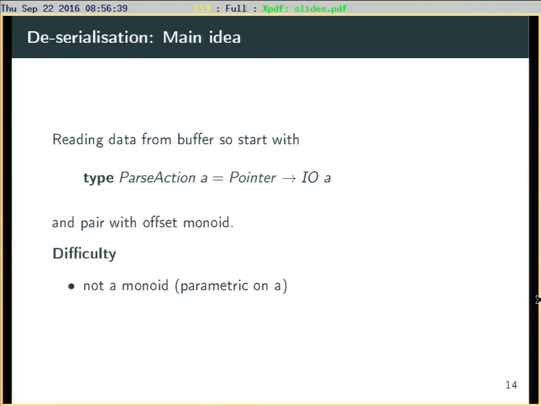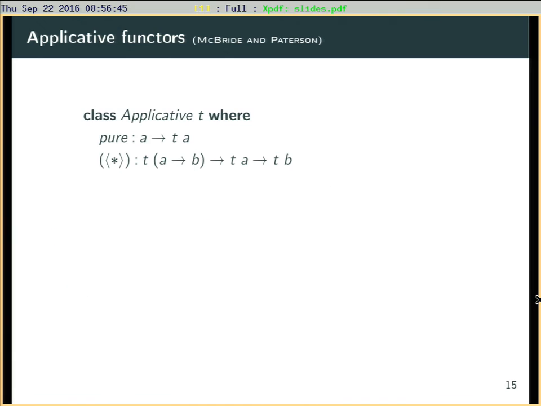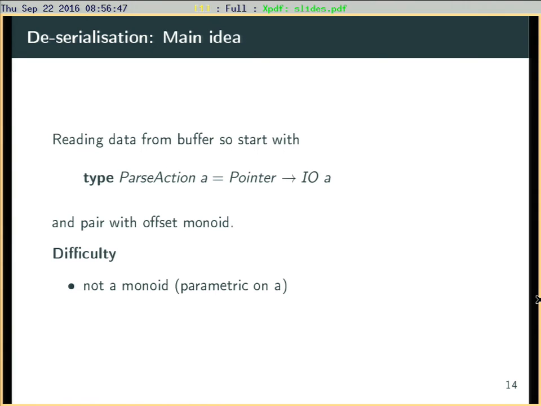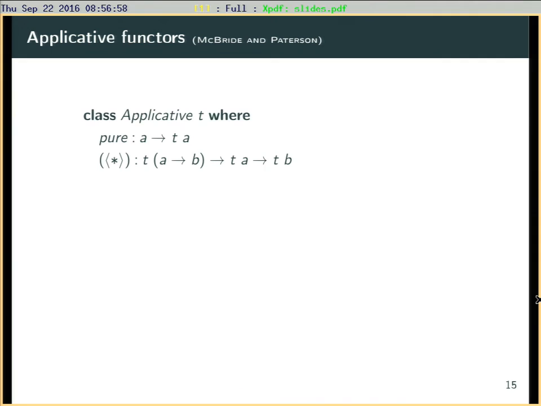Let's pair it with the offset monoid so that it keeps track of the length in the buffer. The difficulty is that this is not a monoid because it's parametric in A, right? So how can we do a semi-direct product like construction? It turns out that the right notion to deal with this is applicative functors.